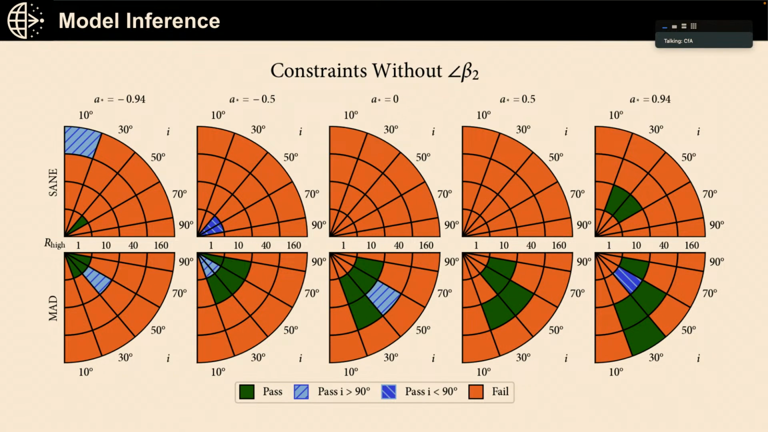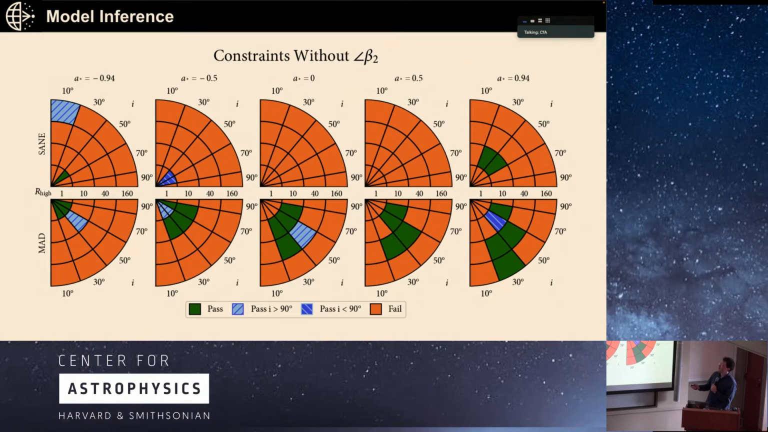And we're in this intermediate inclination region where we rule out all of the models at 90 degrees and all of the models at 10 degrees with maybe just one exception, but these models from 30 to 70 degrees seem to do reasonably well.